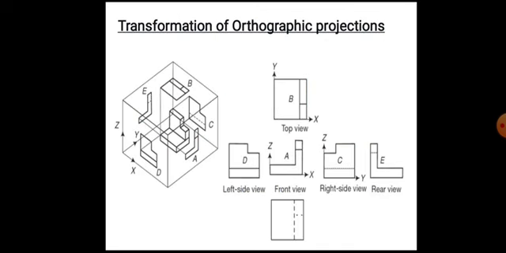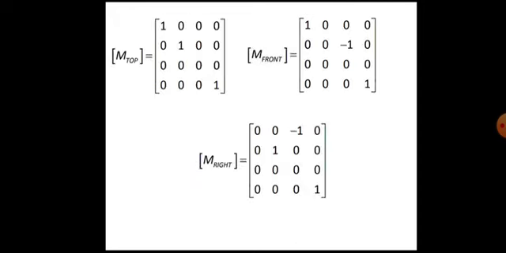Now for obtaining the front view, y is equal to 0 and then the resulting coordinates x and z will be rotated by 90 degrees such that the z-axis coincides with the y-axis. So the transformation matrix is: 1 0 0 0, 0 0 -1 0, 0 0 0 0, 0 0 0 1.